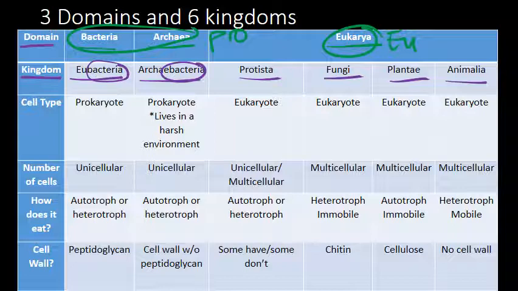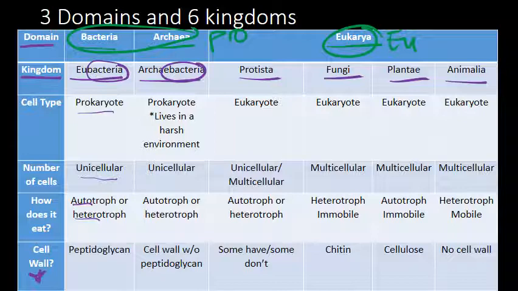Alrighty, for eubacteria, let's go over it again. It is prokaryotic. It is unicellular, which means just 1 cell lives its life by itself. It doesn't collect together. They can be auto or heterotrophic. Remember, auto means it makes its own food. Hetero means it has to eat stuff. Does it have a cell wall? Remember, this is new on your picture.